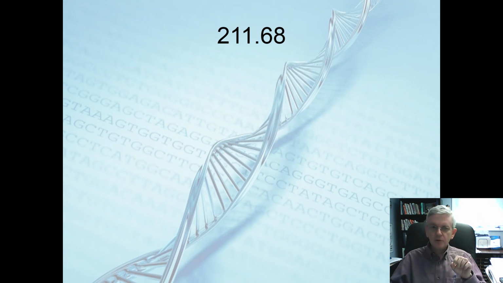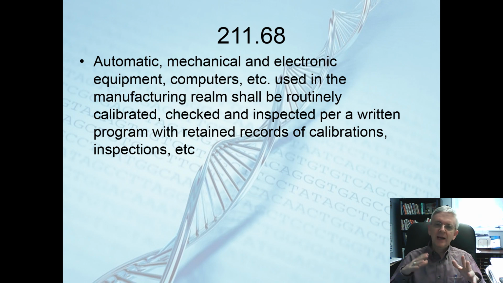21168 talks about automatic or mechanical equipment, things that we typically see out there now constantly. We all go out and we see the automated type of things. Well, the question you have to have with it is, how do I maintain those things in a state of control? So it says here, any of those things that are used out there shall be routinely calibrated, checked, and inspected to make sure that they're in control. You have to calibrate them, you have to inspect them.